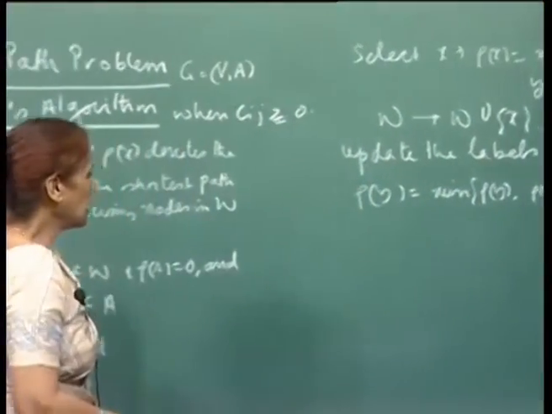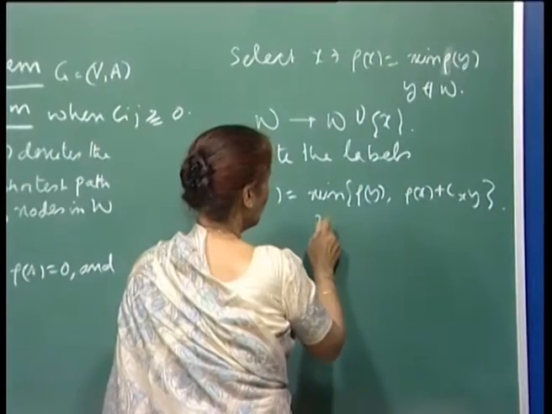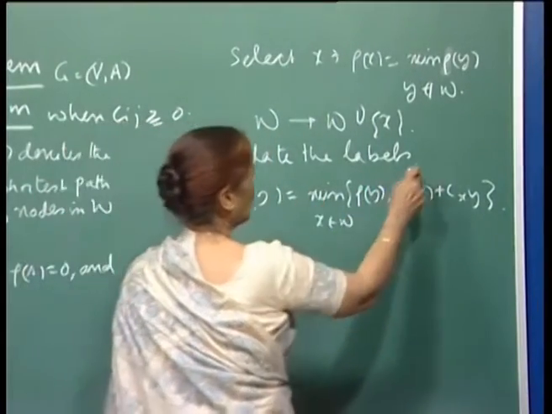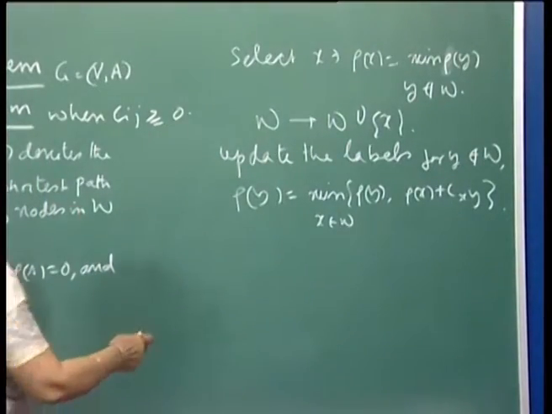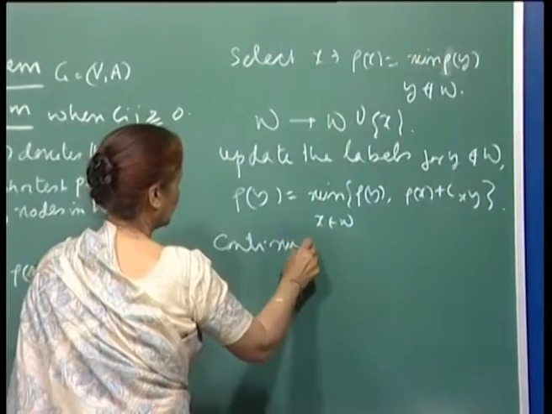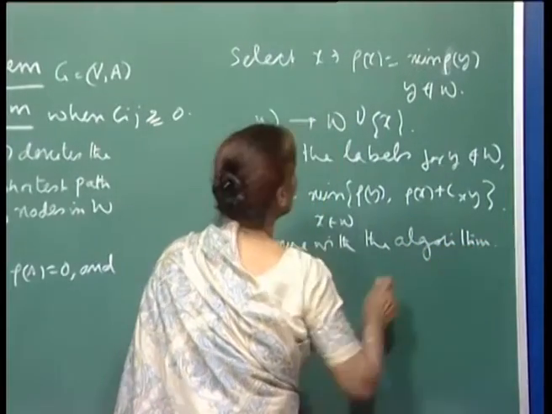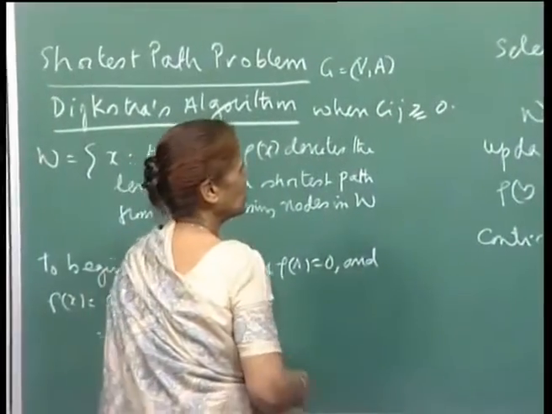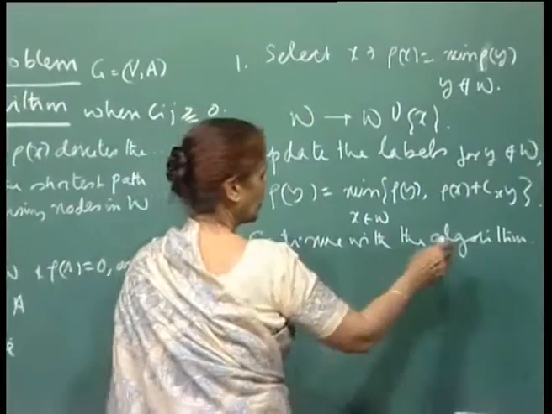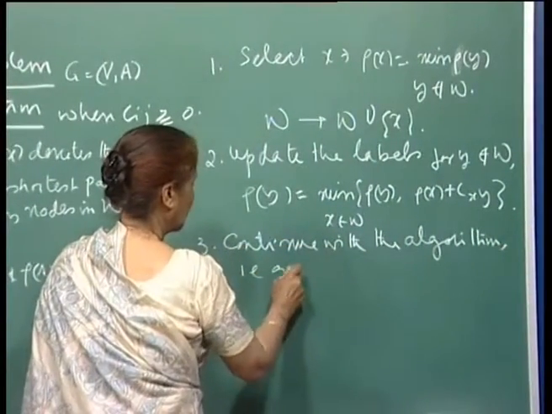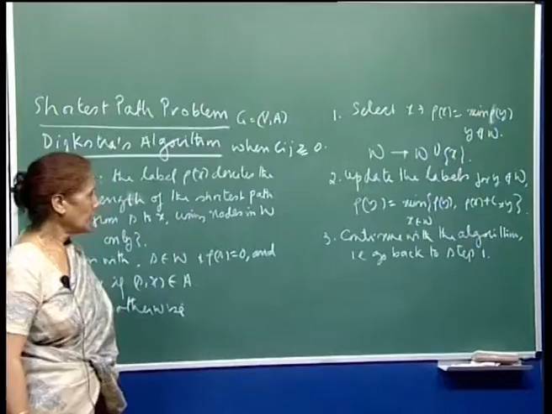That means you have, pictorially, you update the labels for every y. This is for all x belonging to W, right. Update the labels for y not belonging to W, right. Then you do it this way, and continue with the algorithm. I should have written here, maybe if you want me to write, this is step 1, then this is step 2, and this is step 3. So, continue, that is, go back to step 1.